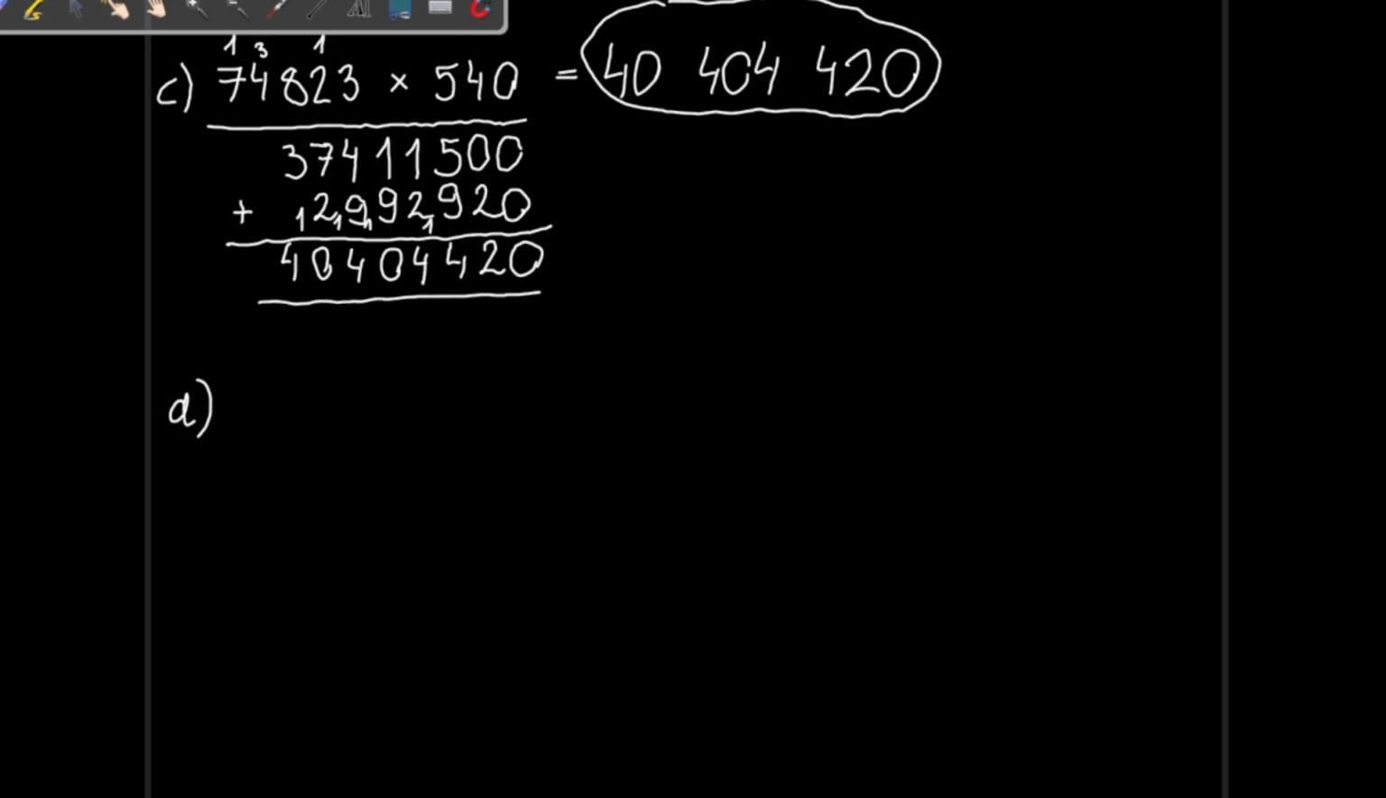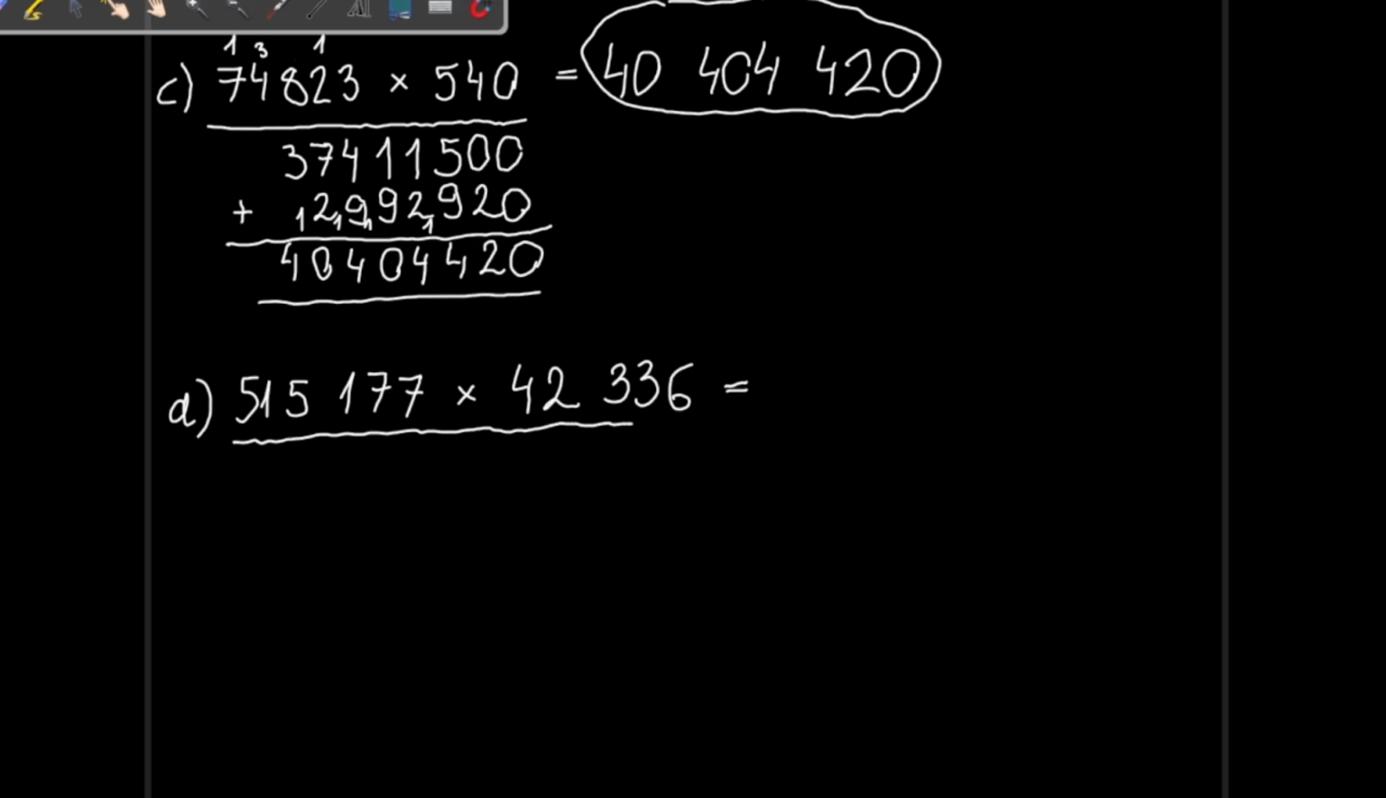Alright, next example D. Oh, this one is going to be long. Alright. 515,177 times 42,336. We are looking for the answer here. What is the product of these two factors?